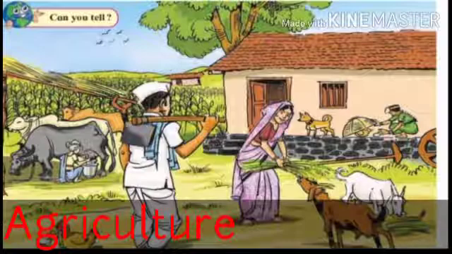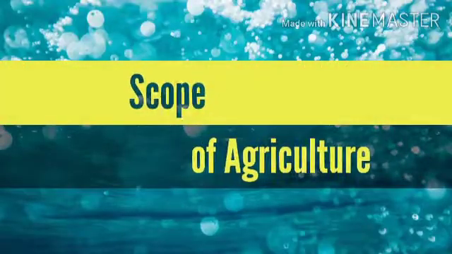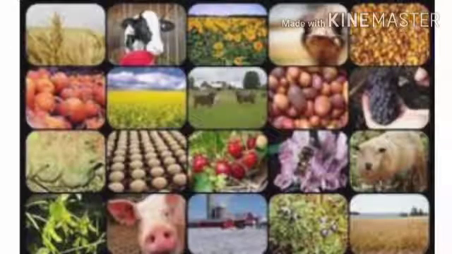All these occupations depend on natural factors. All these fall under agriculture. These occupations are supplementary to cultivation of crops. Agriculture has a wide scope. For our basic needs of food and clothing, we make use of plants and animals.